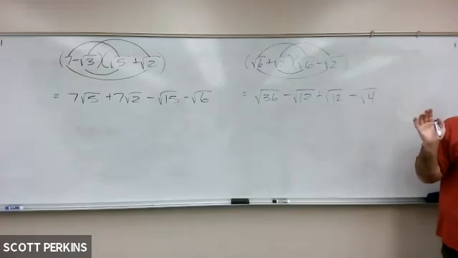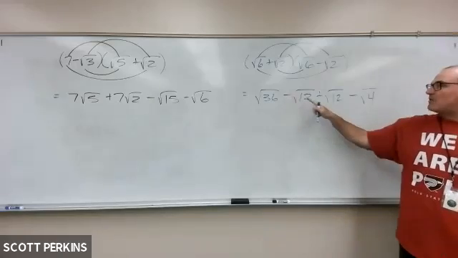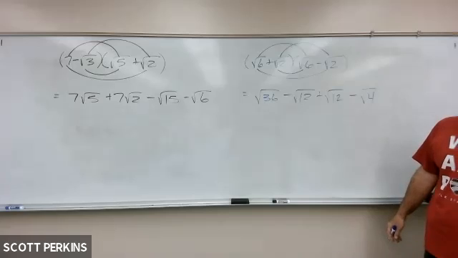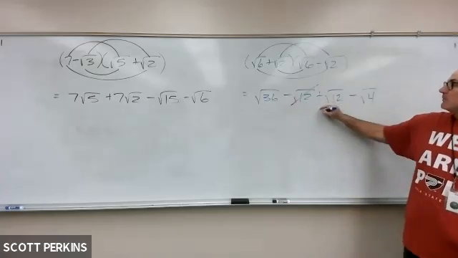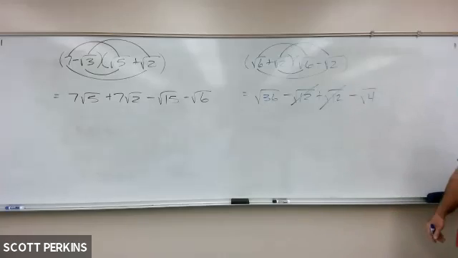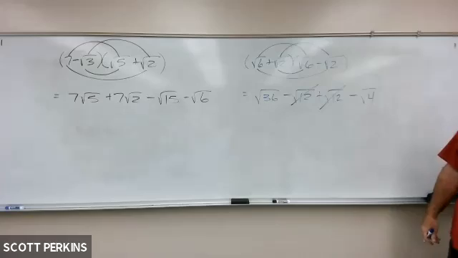Two things happen here. First, I have like terms, my square root of 12s. I have a negative square root of 12 and a positive square root of 12. What happens to the square root of 12s on this problem? They cancel. See you later. There's a positive one, there's a negative one. Gone. And then my first and my last, those radicals can simplify.